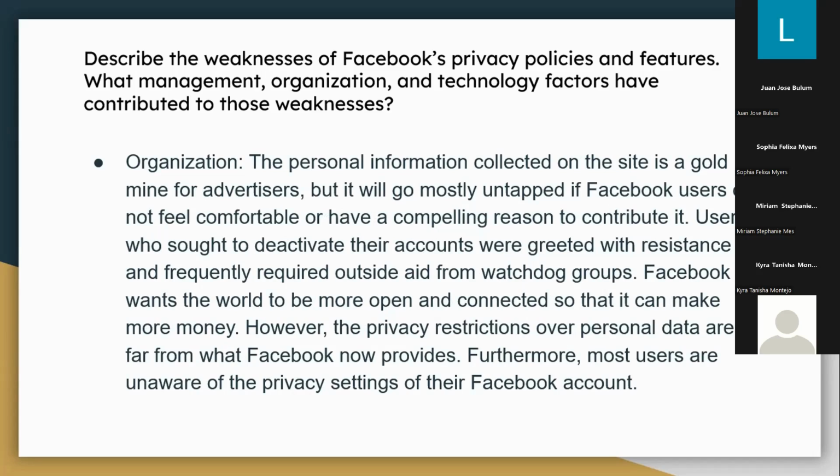Now, when it comes to organization, the personal information collected on the site is a goldmine for advertisers, but it will mostly go untapped if Facebook users do not feel comfortable or have a compelling reason to contribute it. Users who sought to deactivate their accounts were greeted with resistance and frequently required outside aid from watchdog groups. Facebook wants the world to be more open and connected so that it can make more money.